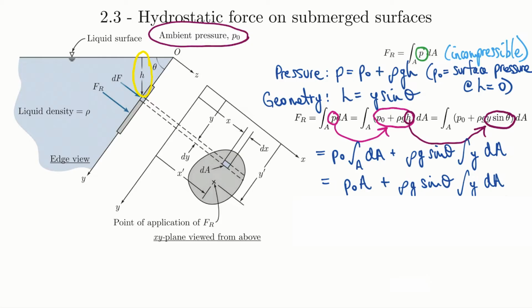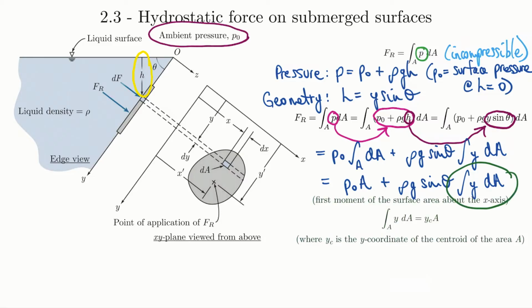But what's going to let us proceed to method 2 here is we recognize that in this expression, we have a term that comes up a lot, and we should have seen this quite a few times in fluid statics. So if we just look at this integral term here, the integral of y dA, I'll give you a second to see if you can remember what that is. Okay, now hopefully some of you recognize this as the first moment of the surface area about the x-axis, which can be written like this, where y sub c is the y coordinate of the centroid.